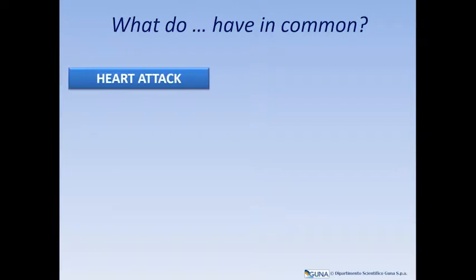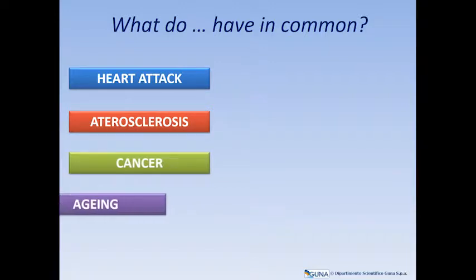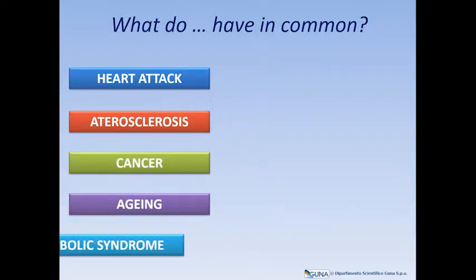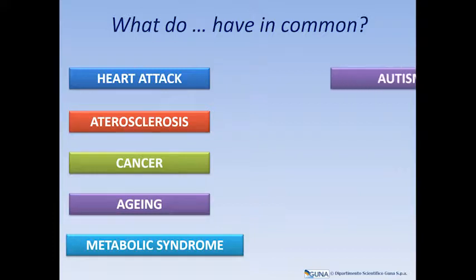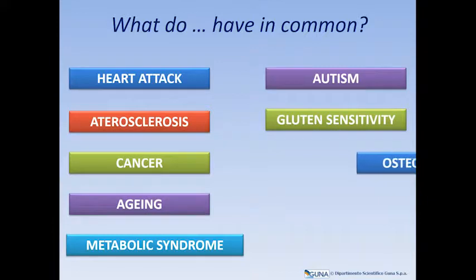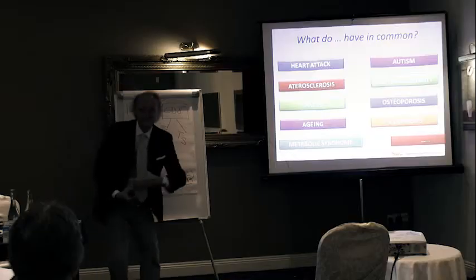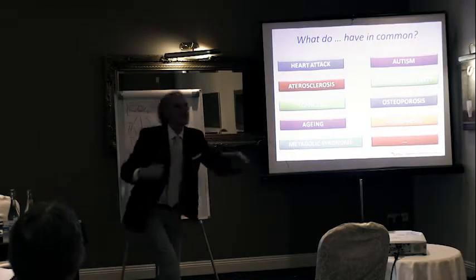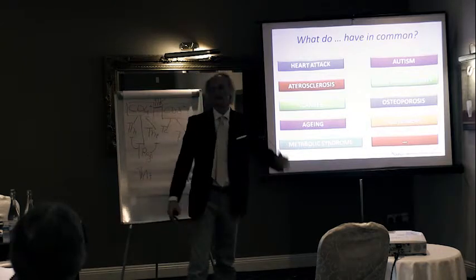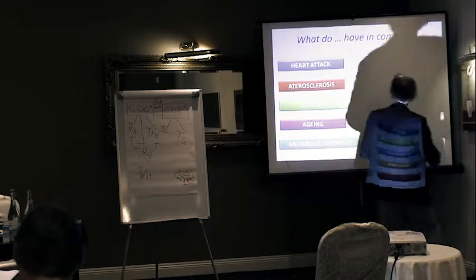I have this question for you. What do they have in common? Look: heart attack, atherosclerosis, cancer, aging, metabolic syndrome, autism, gluten sensitivity, osteoporosis, Alzheimer's, and so on. Which is the common matrix of all these diseases? Inflammation. I mean, I'm not forcing the concept.